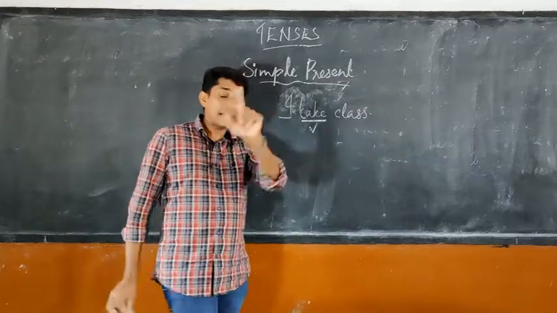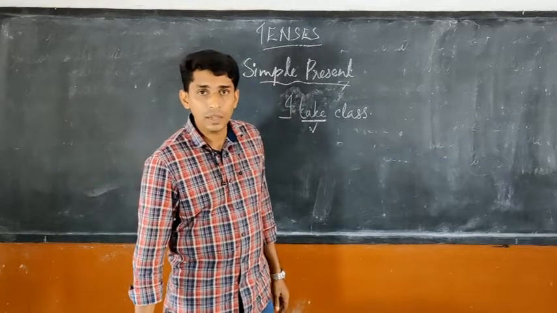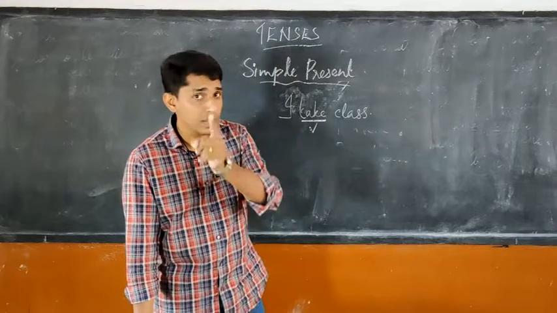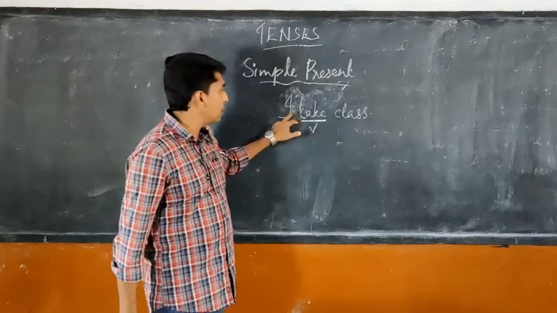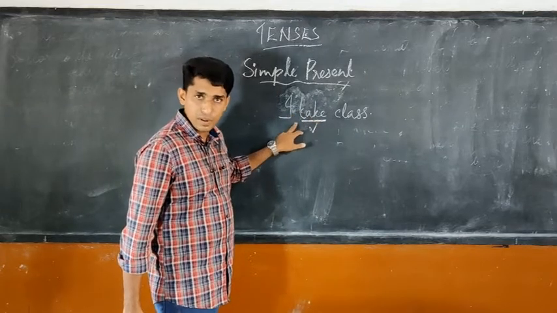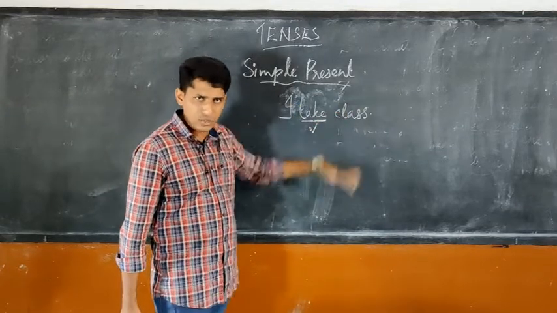And we have already learned something. We have learned about subject and verb agreement in another chapter. There we have learned when the subject is singular, verb should be singular. When the subject is plural, verb should be plural. Those things should be applied here.